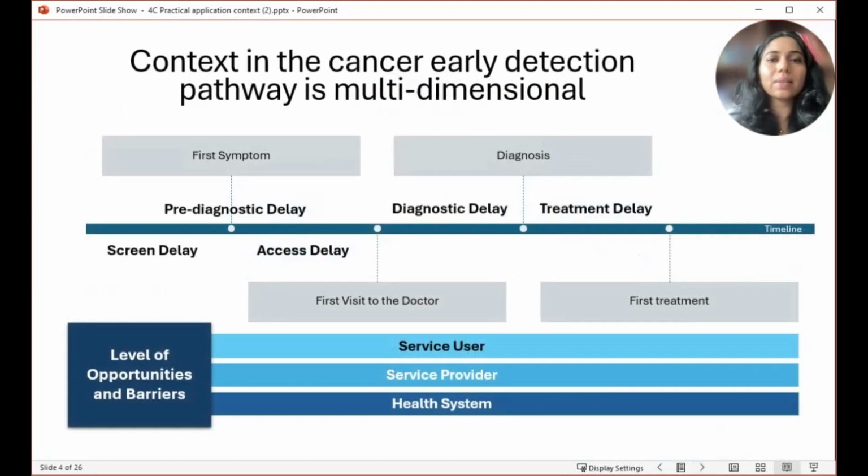Now, context in the cancer early detection pathway is multidimensional. There are multiple levels of opportunities and barriers that exist, and we can see this through the lens of service providers, service users, and even the overall healthcare system.